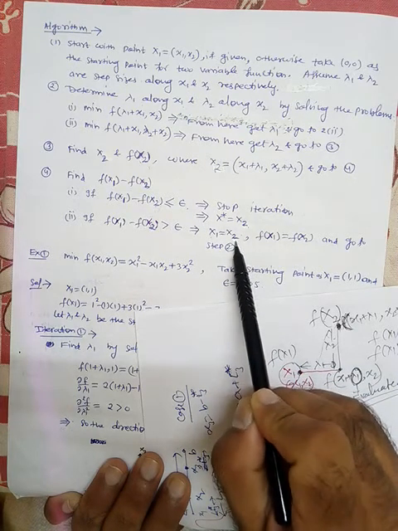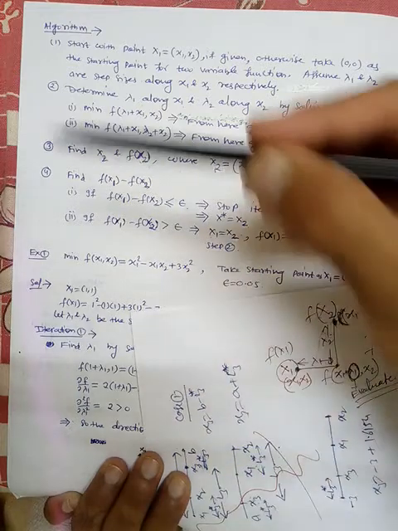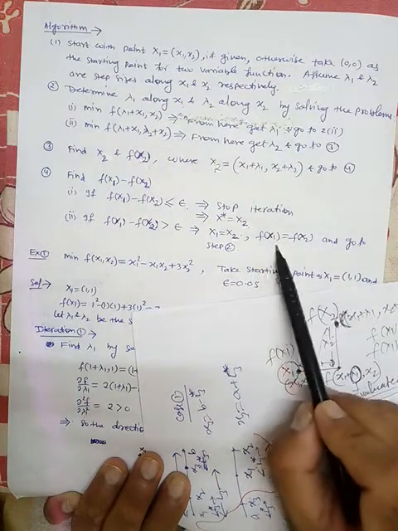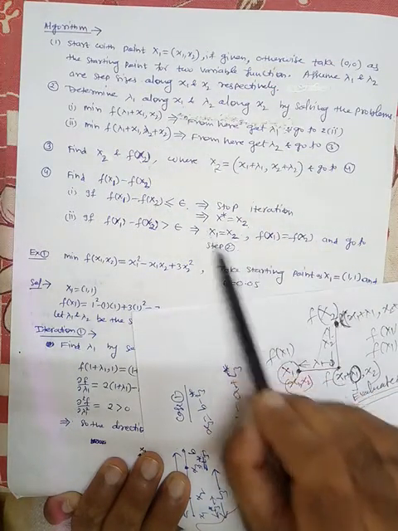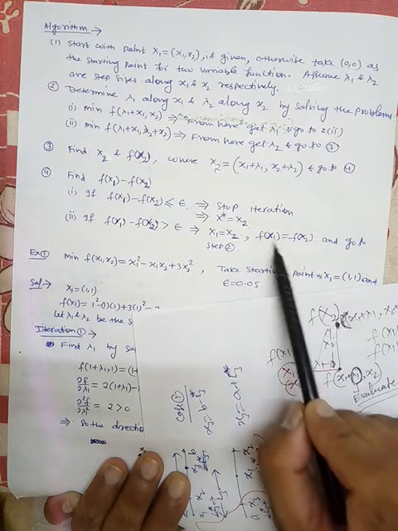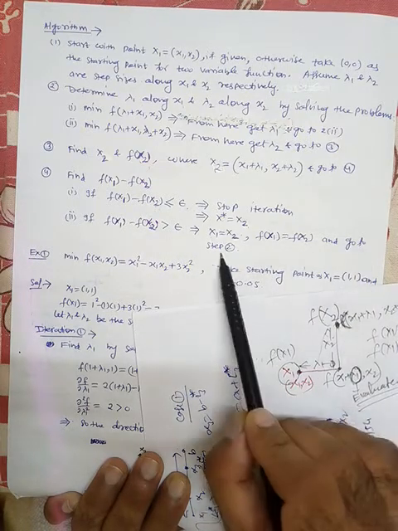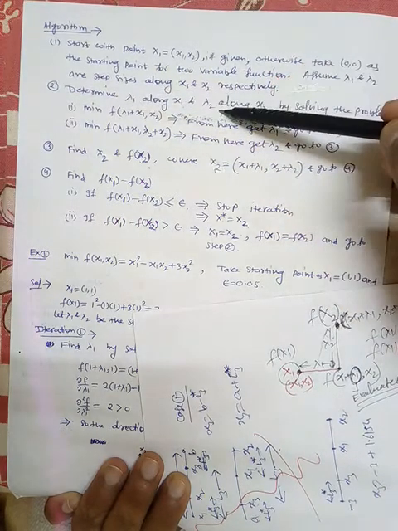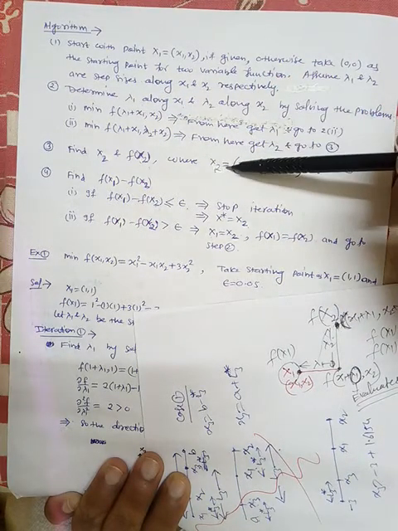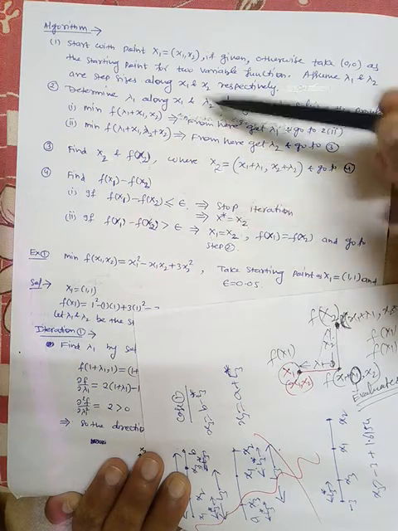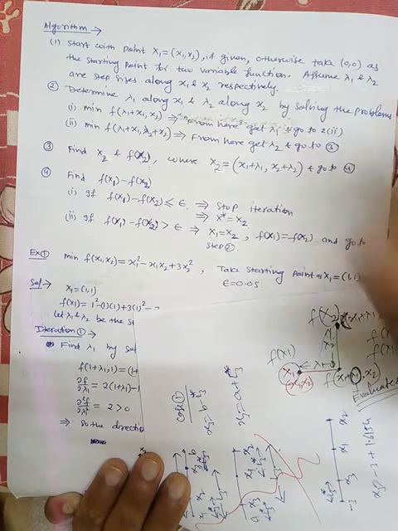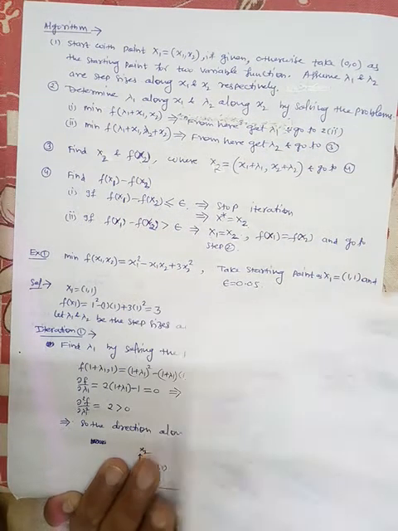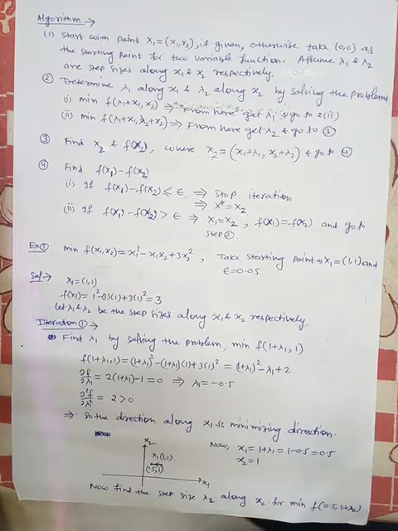So for recomputing we will move to step number 2. Since x1 equals x2 in this step, f of x1 is equal to f of x2, and go to step number 2. So we will move here and again find lambda 1 and lambda 2, then compute x2 and again compare. So this will be the strategy. I think you understand the method. Let's see how to apply this.